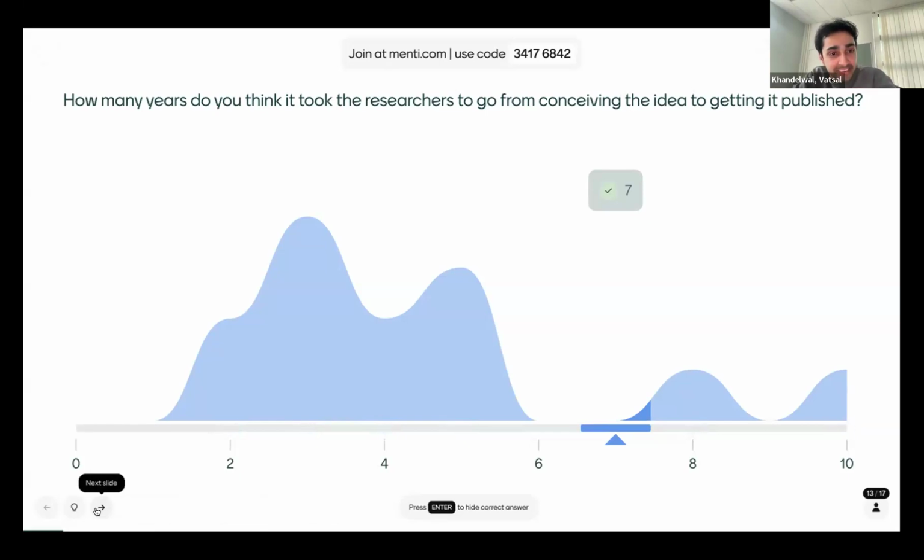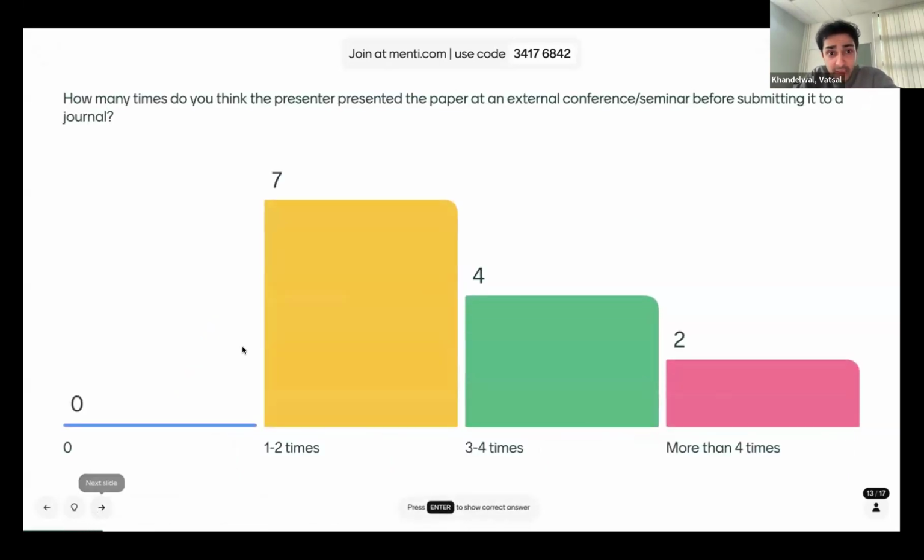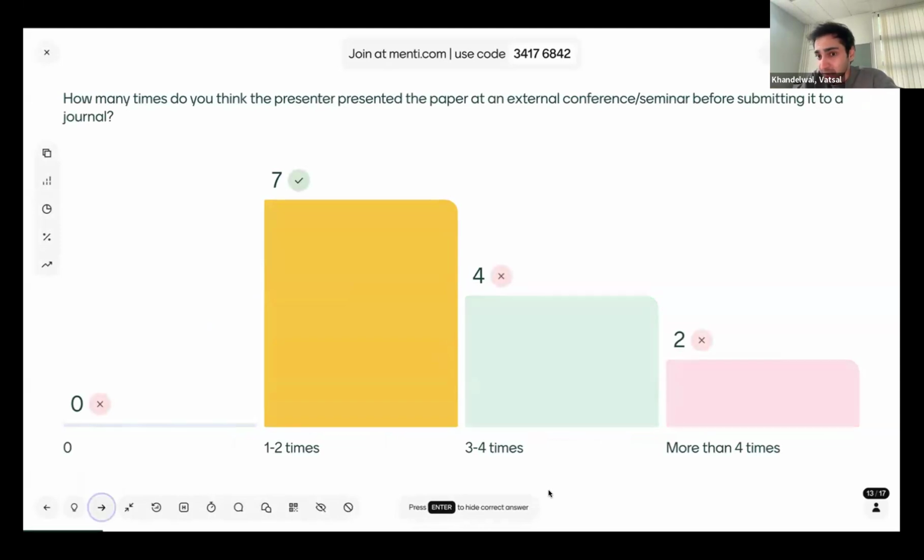All right. Okay. Let's take the next question. How many times do you think the presenter presented the paper before submission? And this is what the audience said. So the majority say 1 to 2 times. And that's also what you said.